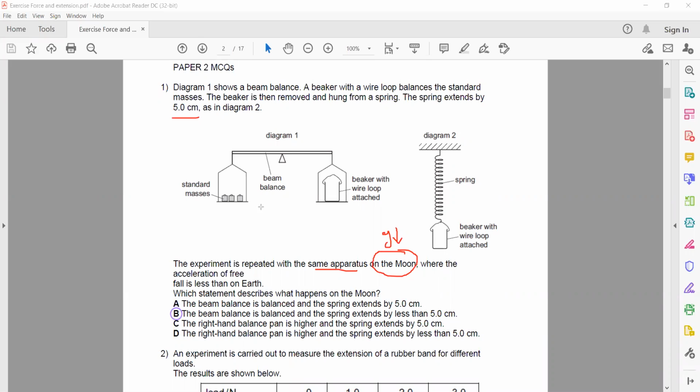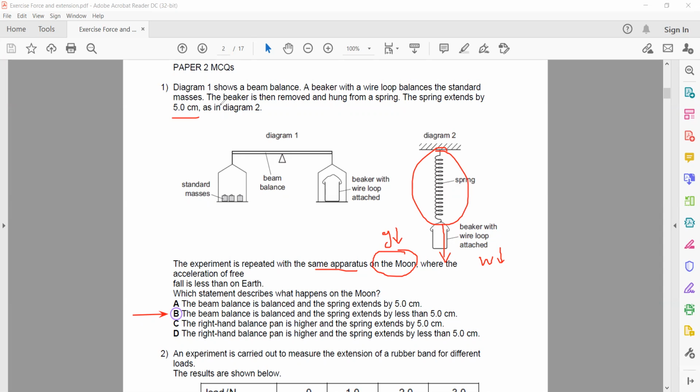Yeah, that's good, Abdullah. B is the right answer. Why is B the right answer? Because the mass of an object does not change. Even if we take the same balance on the moon, it will balance because the amount of matter does not change. So it will remain balanced. But what about the gravitational pull? The spring is stretched by the weight of this beaker and the loop. As we take this beaker to the surface of the moon, the value of the gravity or the weight is smaller. So if smaller weight is there, the extension of the spring will be less than 5 centimeter. So B is the right answer.